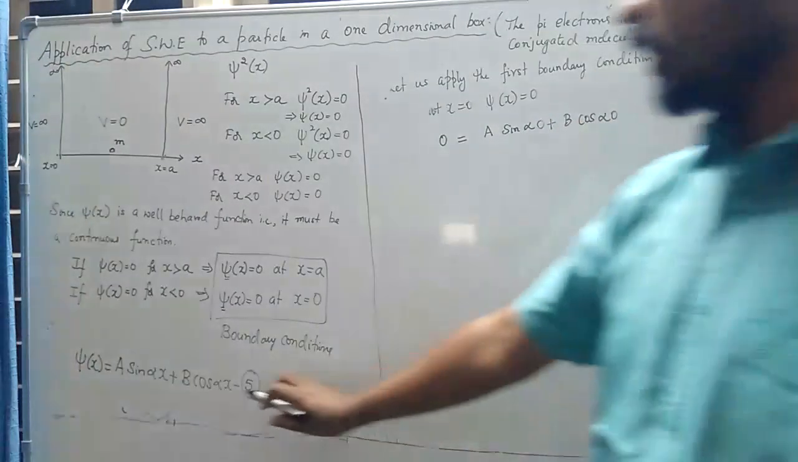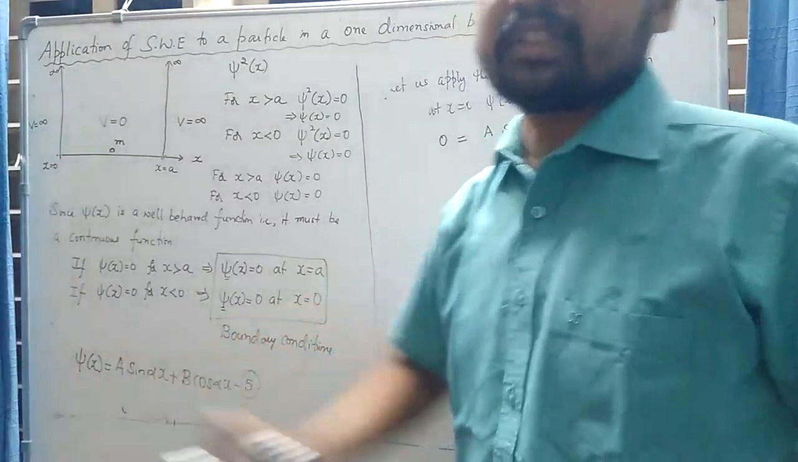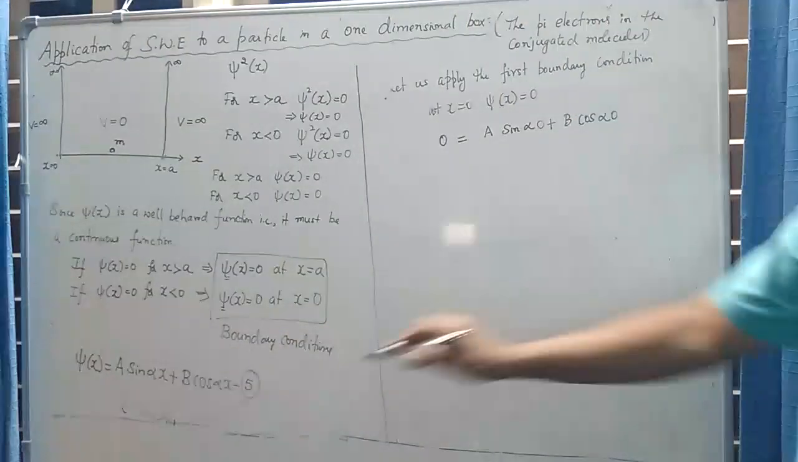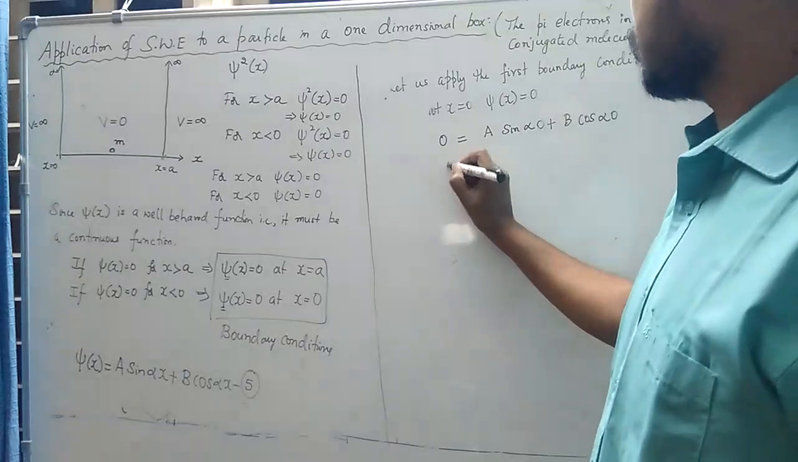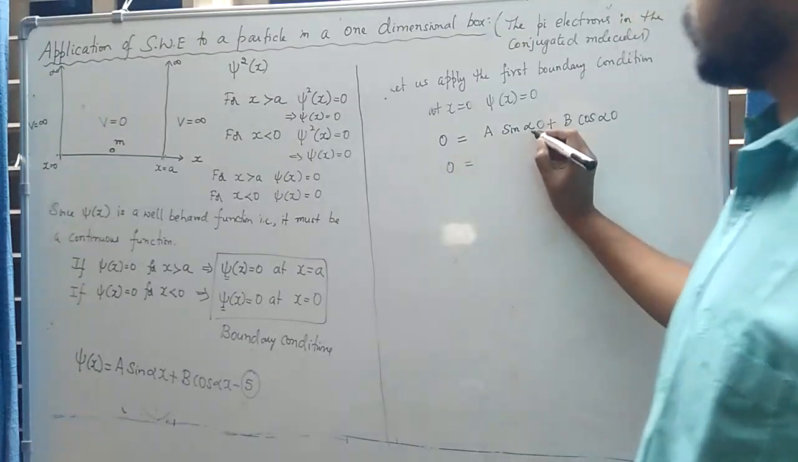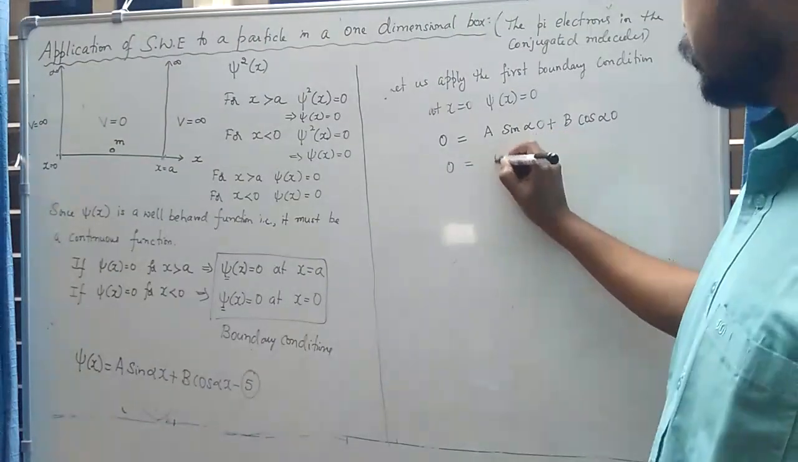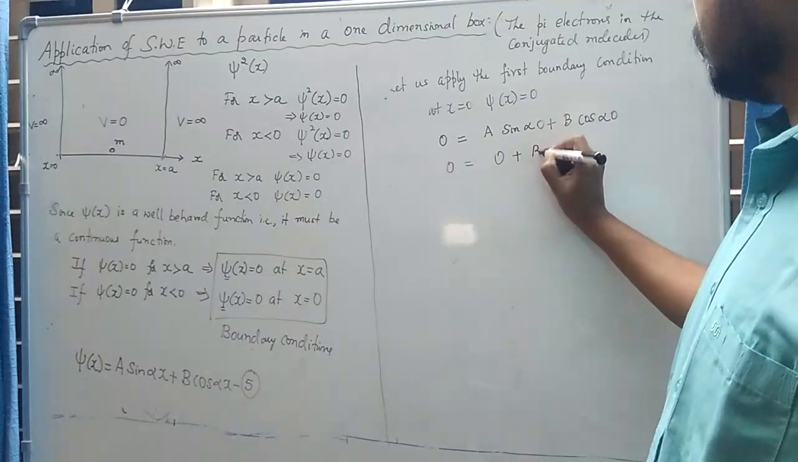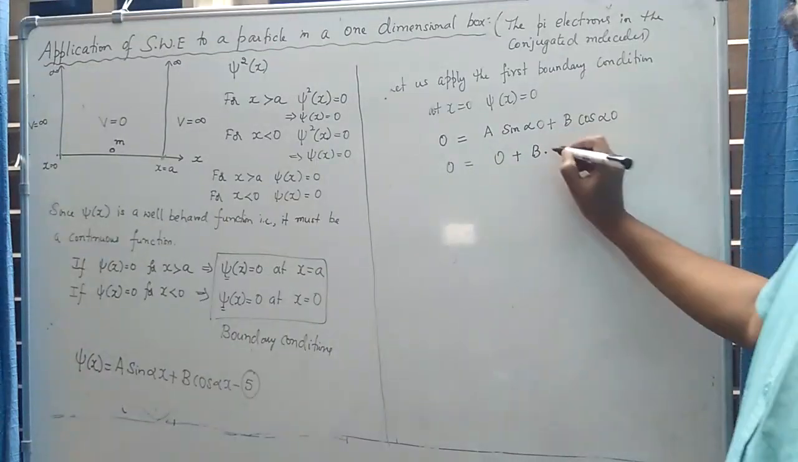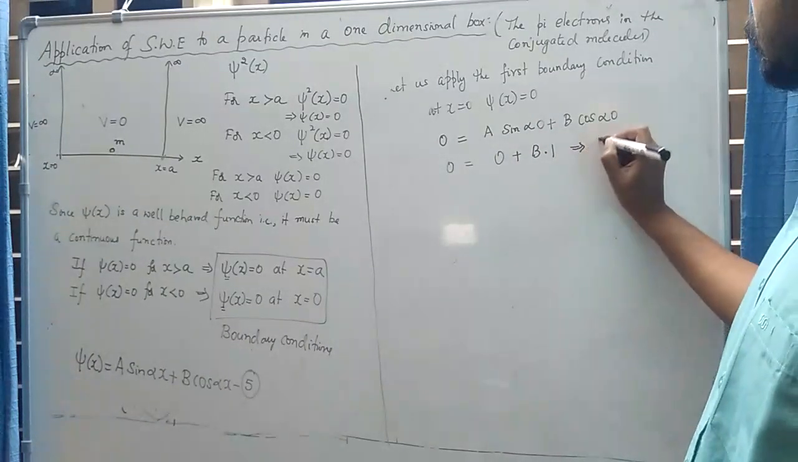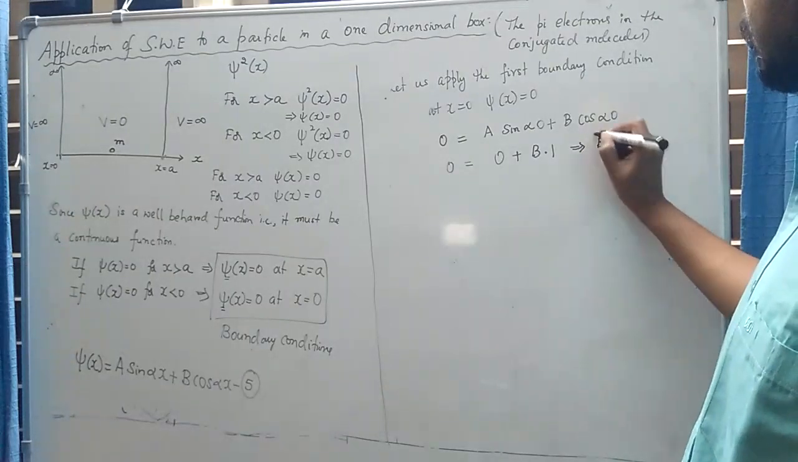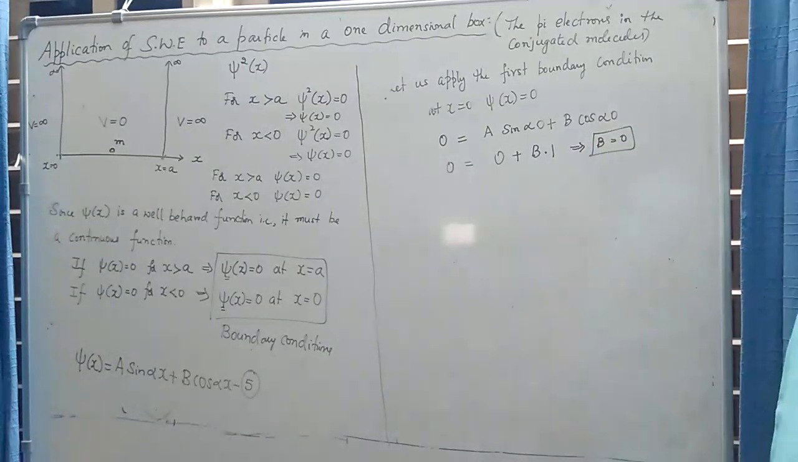So I have substituted x is equal to 0 and psi of x is equal to 0, the condition in equation 5. So this is nothing but 0 is equal to sine 0, which is 0, plus b into cos 0, which is 1. So this shows that the value of constant b is equal to 0.